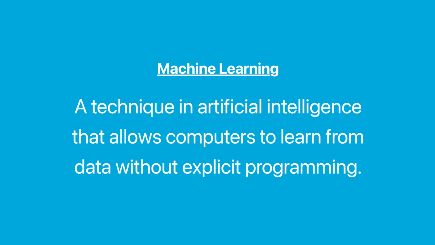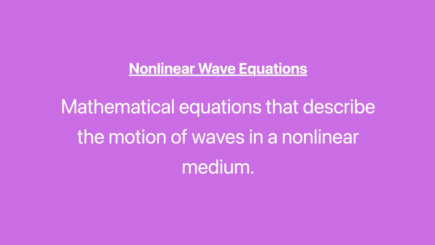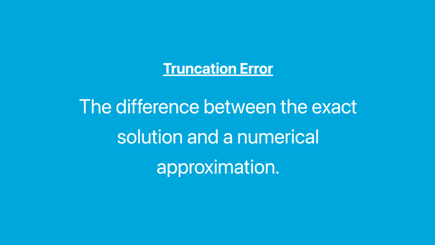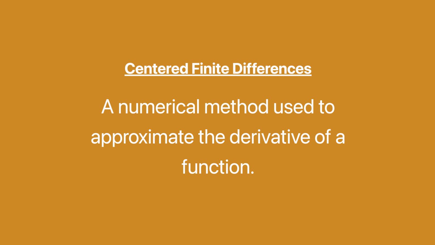Machine learning: a technique in artificial intelligence that allows computers to learn from data without explicit programming. Nonlinear wave equations: mathematical equations that describe the motion of waves in a nonlinear medium. Discretization: a method used to represent continuous processes with a finite set of values. Truncation error: the difference between the exact solution and a numerical approximation.